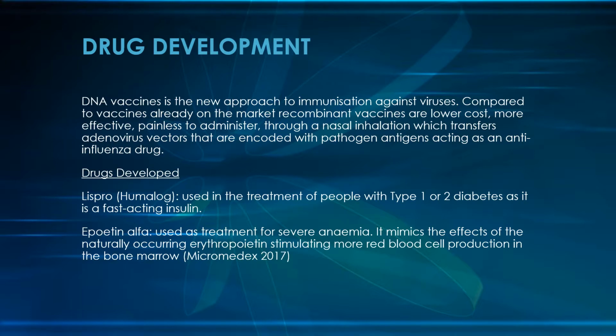Other advantages in the recombinant protein technology is the development of supplementary hormones. Lispro, or Humalog, is one example of this. It is used in the treatment of people with type 1 or type 2 diabetes, as it's a fast-acting insulin. Another similar product is Epoetin alpha, which is used in the treatment for severe anemia and has also been found to cure some cases. It mimics the effects of the naturally occurring erythropoietin, stimulating more red blood cell production in the bone marrow.